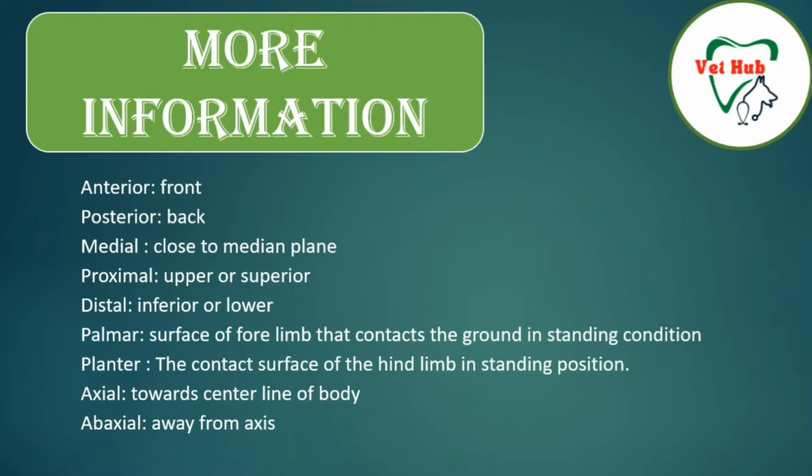Similarly, palmar means the surface of the forelimb that contacts the ground in standing condition. Plantar means the contact surface of the hind limb in standing position. Similarly, axial means towards the center line of the body, and abaxial means away from the axis of the body.